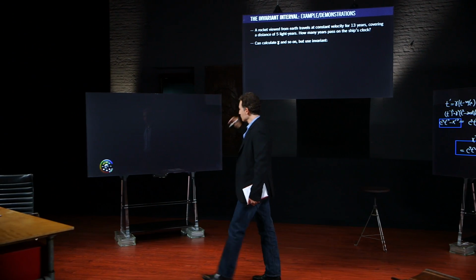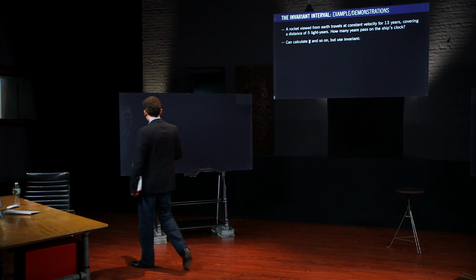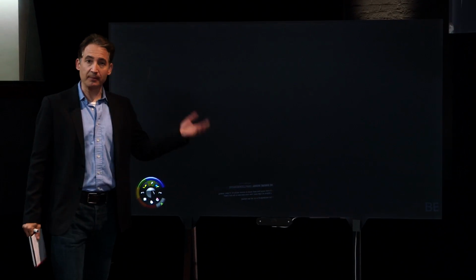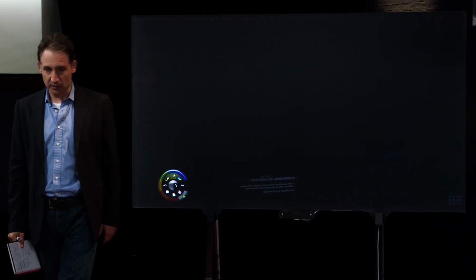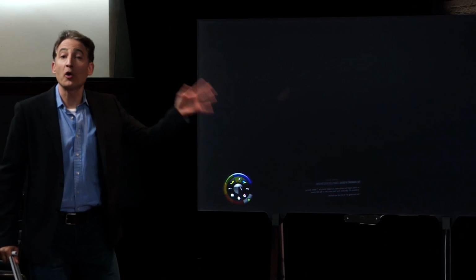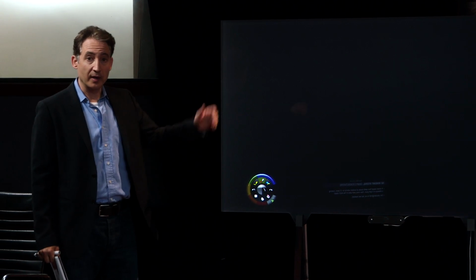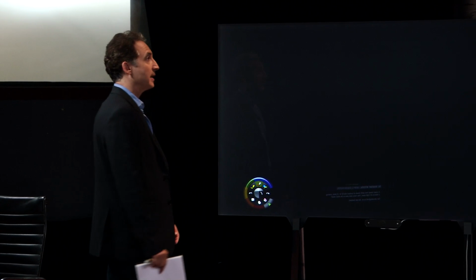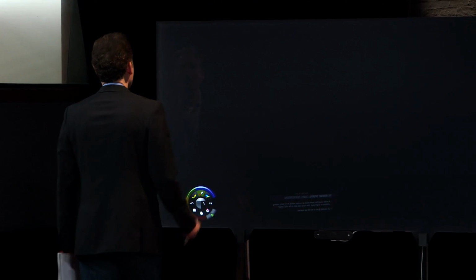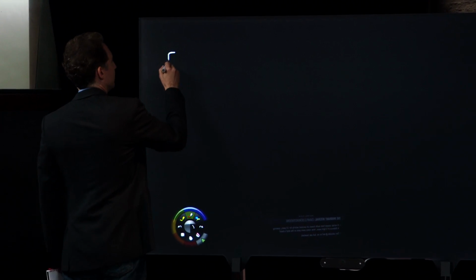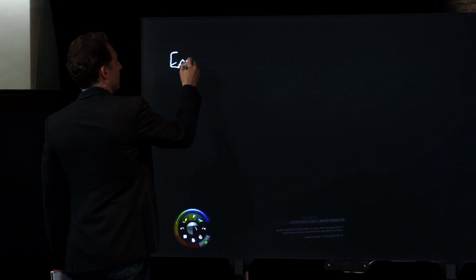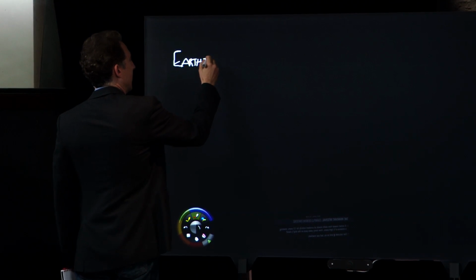You can solve this problem simply by calculating gamma using the time dilation formula. Straightforward to do. Let me just show you the alternate approach that you could follow that makes use of this space-time invariant. How does that go? Well, let's look from the perspective of the Earth frame. What is the data that we are given?